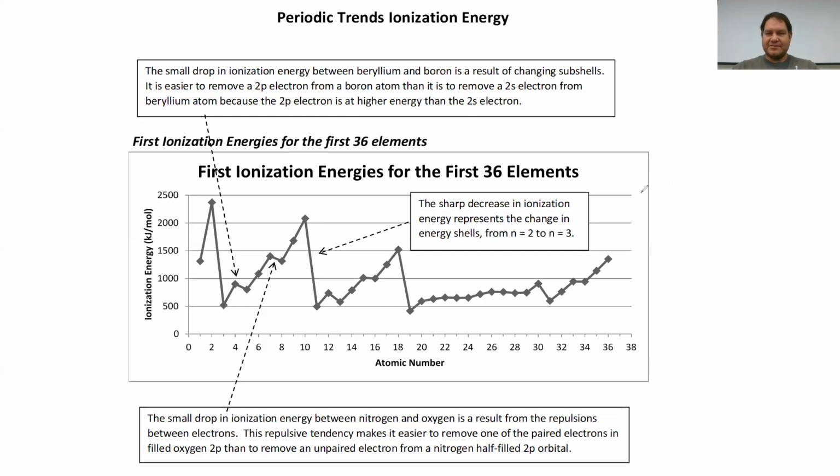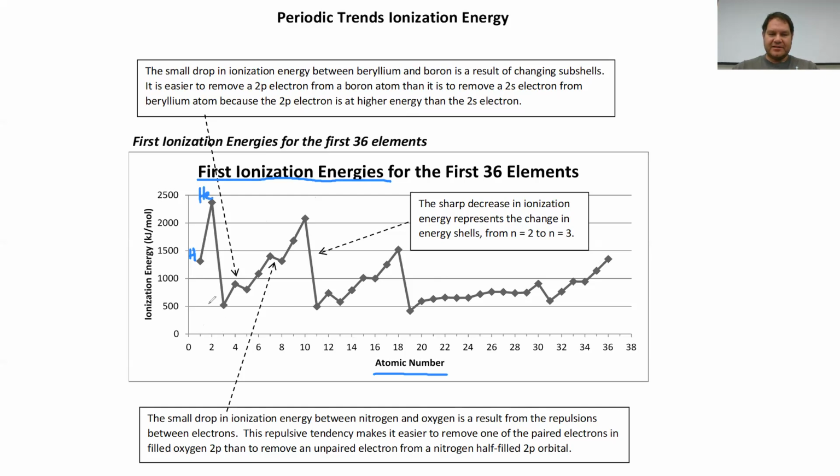All right, so on the x-axis is the atomic number for the element that we're looking at. And on the y-axis is the ionization energy, the first ionization energies, for each of these 36 elements that we're looking at here. So each data point represents an element and its first ionization energy. If I was to do this, this would be hydrogen, the first atom on the periodic table with an atomic number of 1. And then this would be helium.